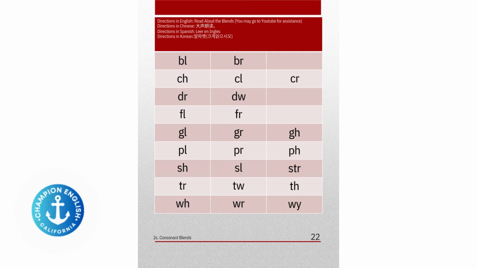That means we put two. Can everyone say two? Two. We put two consonants together, and that makes a sound. So here's the example. Bluh, bruh, ch, cluh, cruh, druh, dwuh.